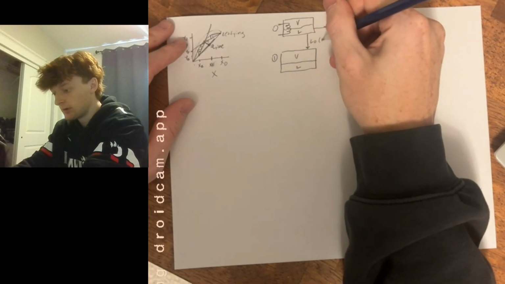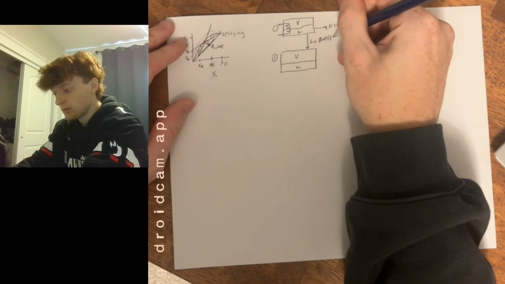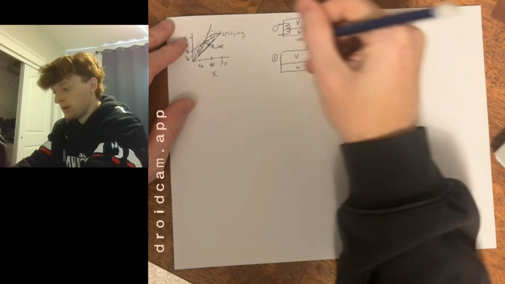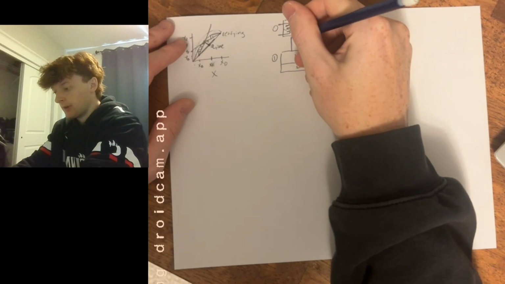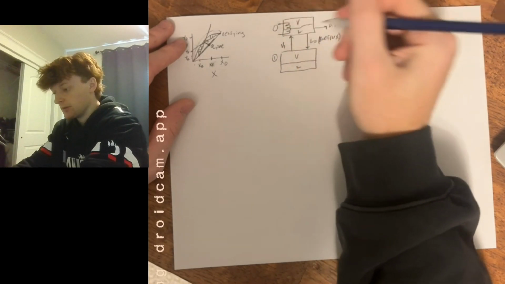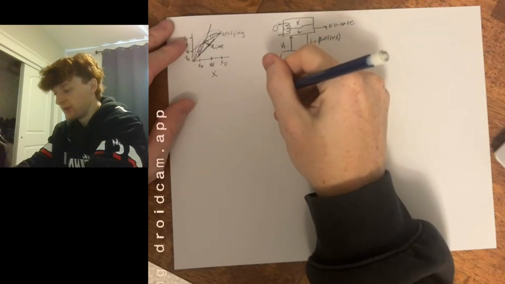That should be L0, our reflux. And then we'll have our vapor coming up from our stage one. So this will be V1. And then we'll have our second stage right here.